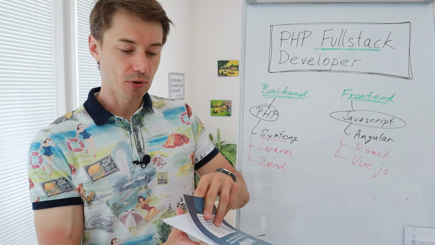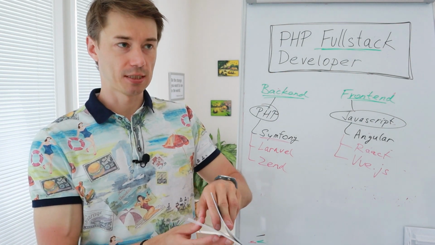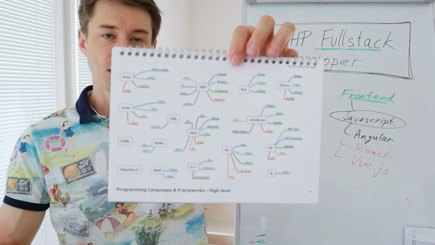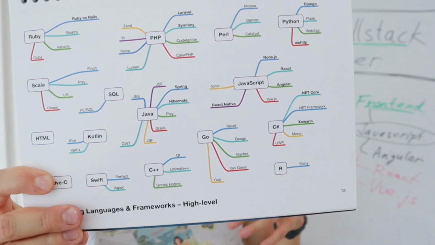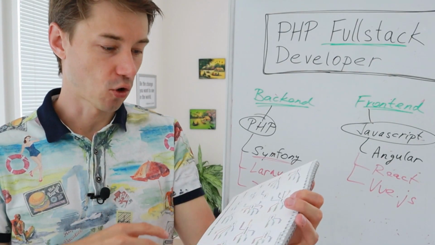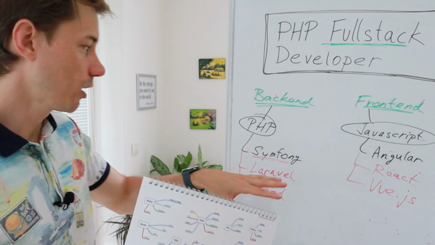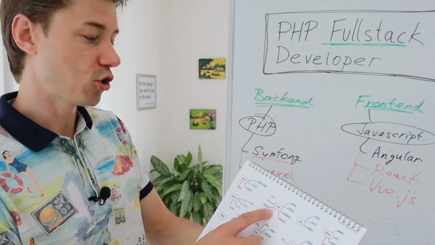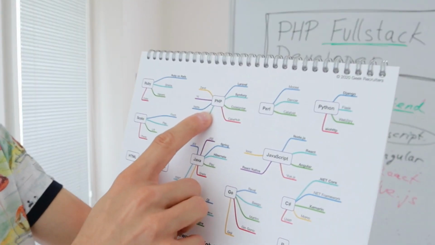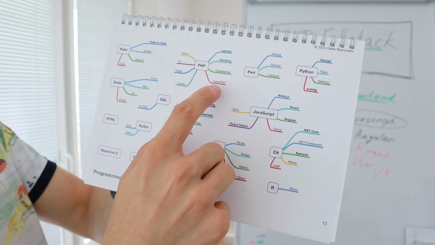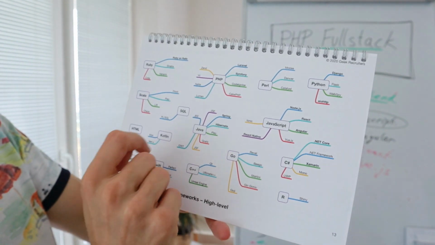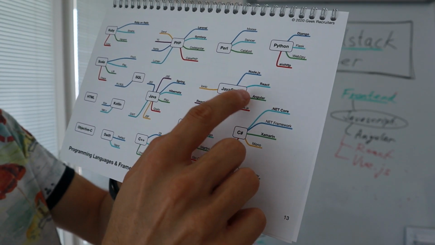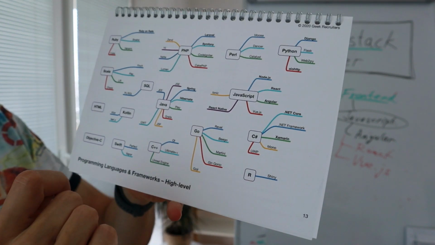And if you open it up on page number 13, you will see this is not as difficult as it looks like. Because on the page number 13, you would see this high-level mind map of programming languages and frameworks. So usually each programming language has a few related frameworks. In case of PHP, it would be Laravel, Symfony, CodeIgniter, CakePHP, Zend, Nette. In case of JavaScript, it is Angular, React, Vue.js on the front-end side.